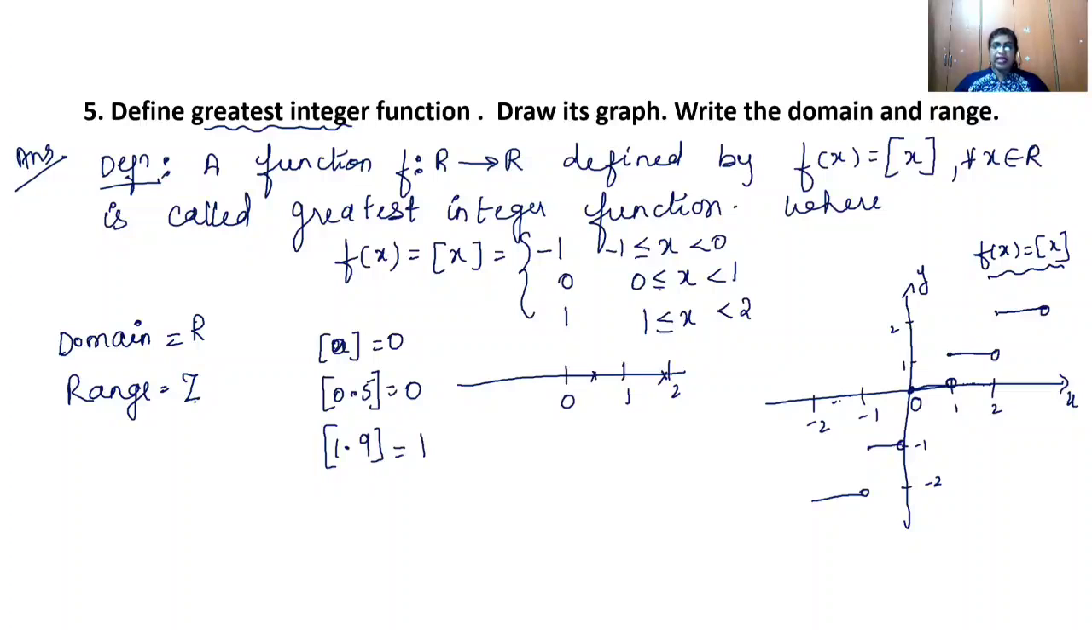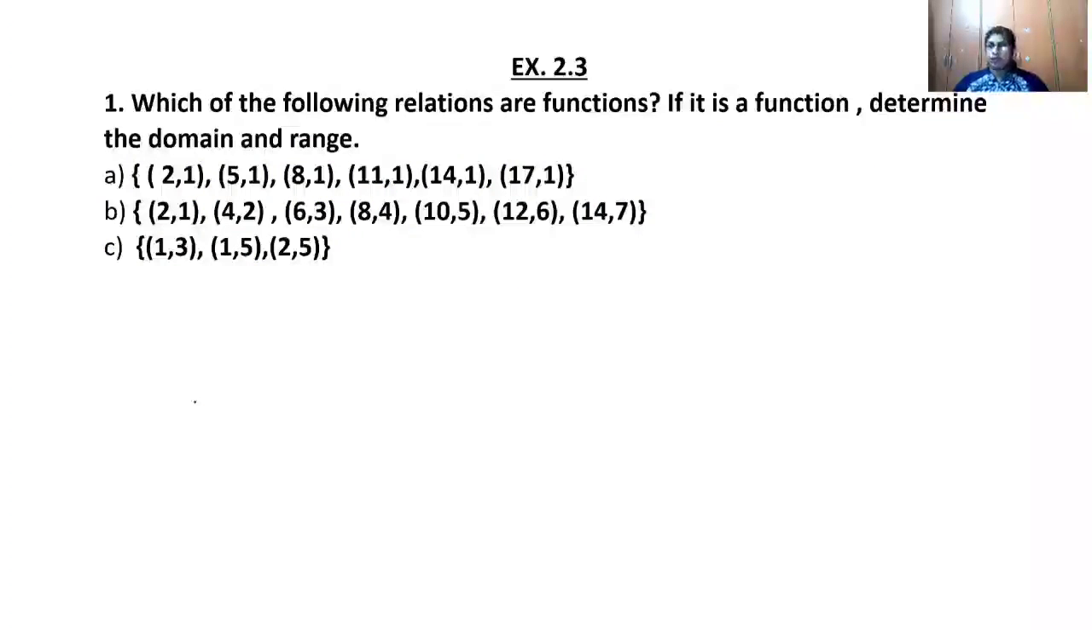Now we will go to the last exercise of this chapter, exercise 2.3. What is the first question telling us? Which of the following relations are functions? Remember the function definition. Whenever ordered pairs are there, the first number should not be repeated. Suppose it is repeated, then it is not a function. If it is a function, then you have to find its domain and range.